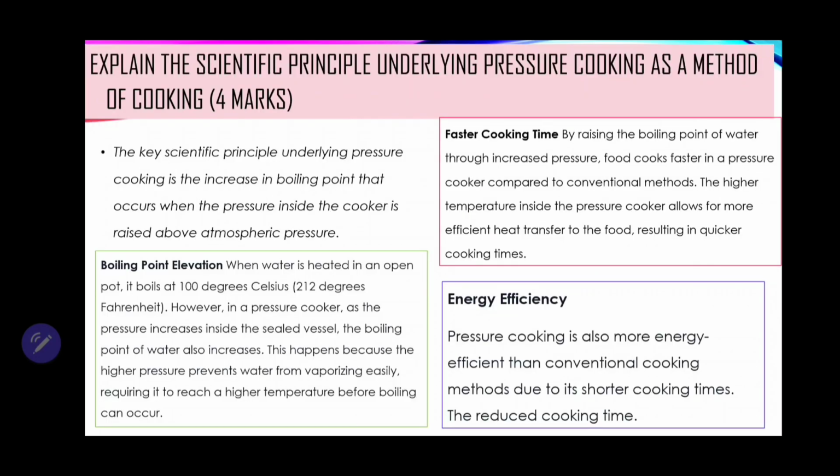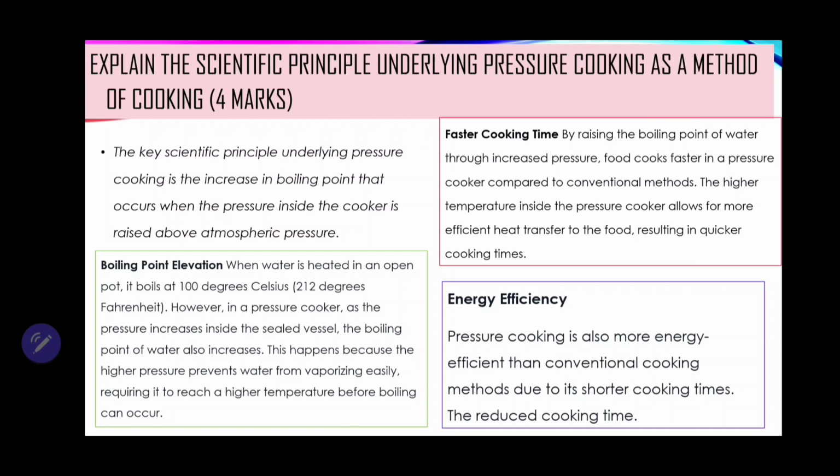Explain the scientific principle underlying pressure cooking as a method of cooking, right? And this question is worth 4 marks, so ensure that your explanation, if you get a question like this, is adequate enough to give you pointers to give you your full marks, right? Now, the key scientific principle underlying pressure cooking is actually the increase in boiling point. And this occurs when the pressure inside the cooker is raised above atmospheric pressure.